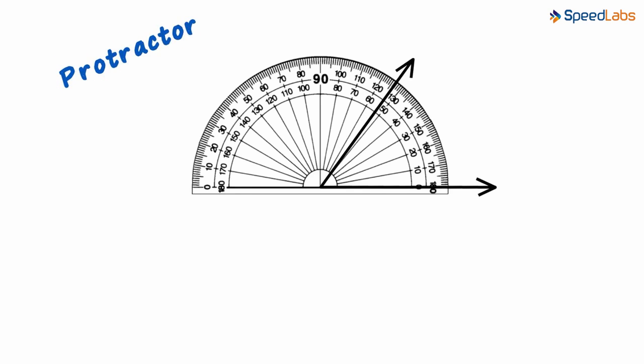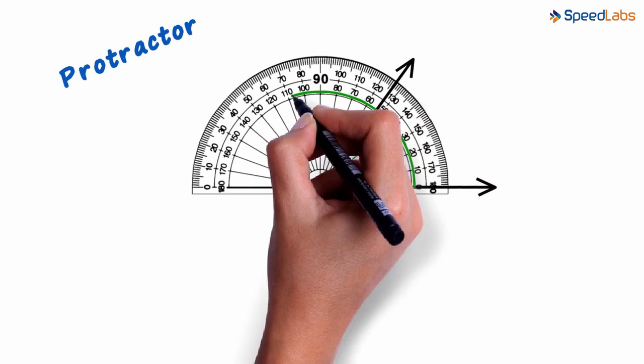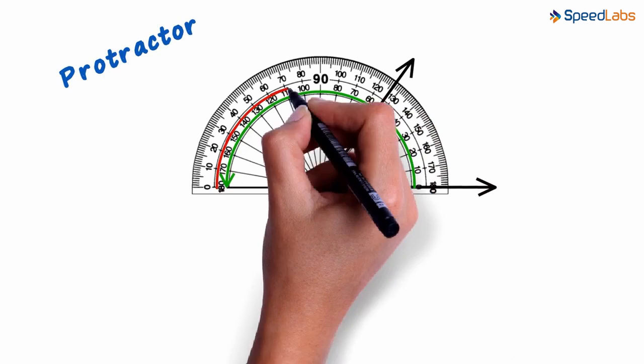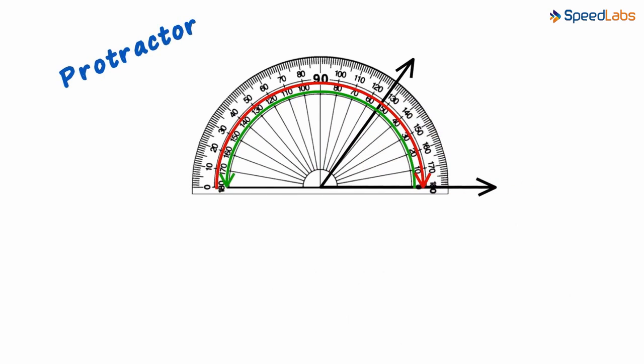But wait, look at it very closely. It has two sets of angles marked. The inner semicircle goes from 0 to 180 this way, and the outer semicircle goes from 0 to 180 degrees this way. But this time, we use the inner circle to measure the angle. Why? Think about it. It's a bit intuitive. Of course, this angle is not 130 degrees. This angle is acute. And hence, we chose the inner semicircle and got the measure somewhere close to 53 degrees.